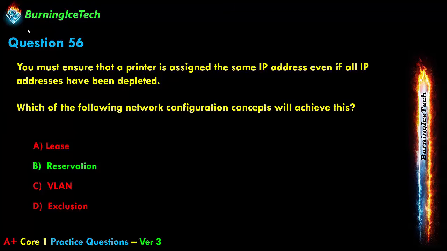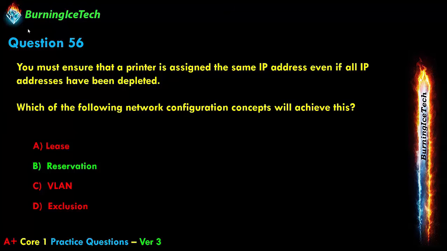VLAN, no, guys. That is to go and create virtual LANs within your physical LAN. It's got nothing to do with IP addresses. Answer D, exclusion. Yes, that is something we do with IP addresses. It's also got to do with DHCP. So answer A, answer B, and answer D, all three of them have got to do with DHCP. Answer C has got nothing to do with DHCP.